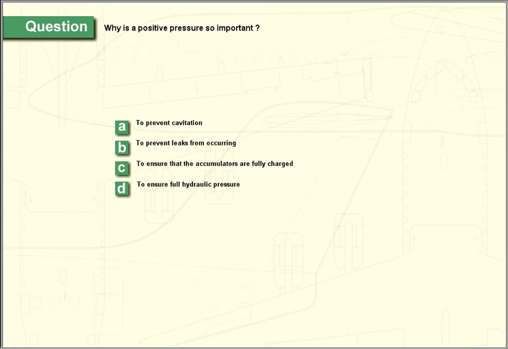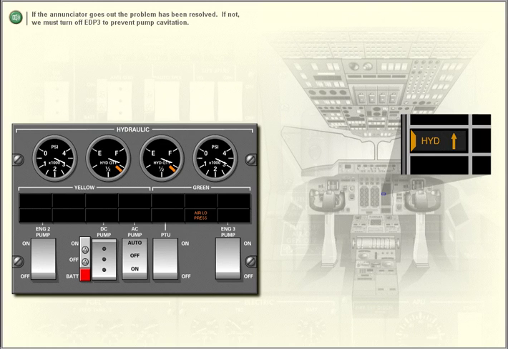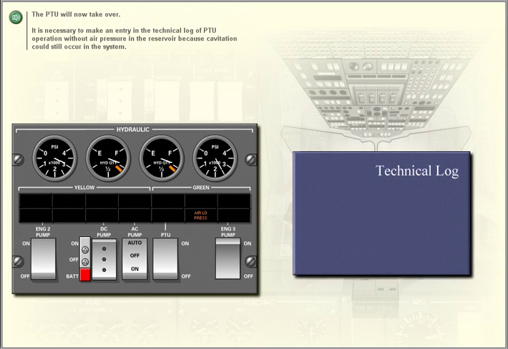Why is a positive pressure so important? If the annunciator goes out, the problem has been resolved. If not, we must turn off EDP 3 to prevent pump cavitation. Turn off engine 3 pump switch. The PTU will now take over.